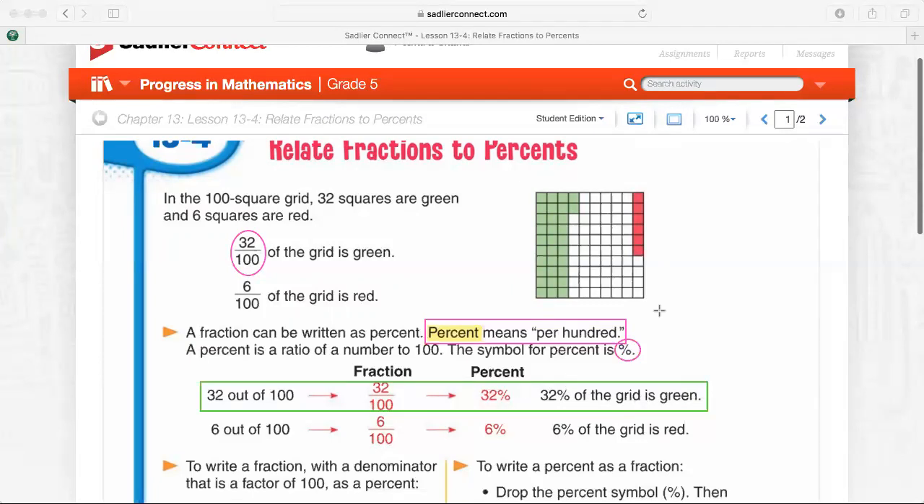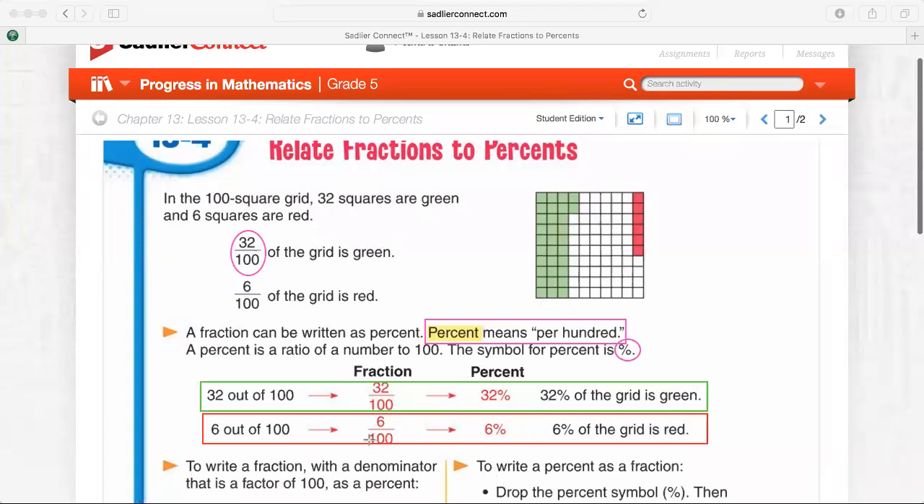Okay. What about the red? There are 6 out of 100 that are red. If I want to write it as fraction, it will be 6 over 100. If I want to write it as percent, it will be 6%. 6% of the grid is red.